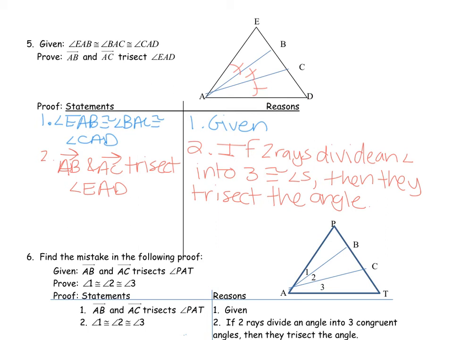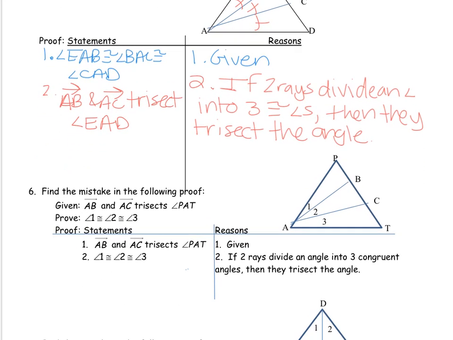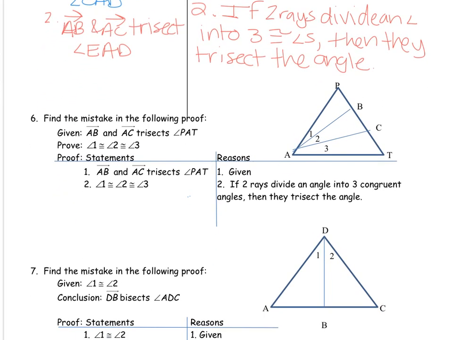We can do the same thing with bisect. If I have 2 congruent angles, you would start with if 1 ray bisects an angle, then it divides it into 2 congruent angles, then it bisects the angle. Okay, so I'm going to keep going. The next one, we just have to find the mistake.